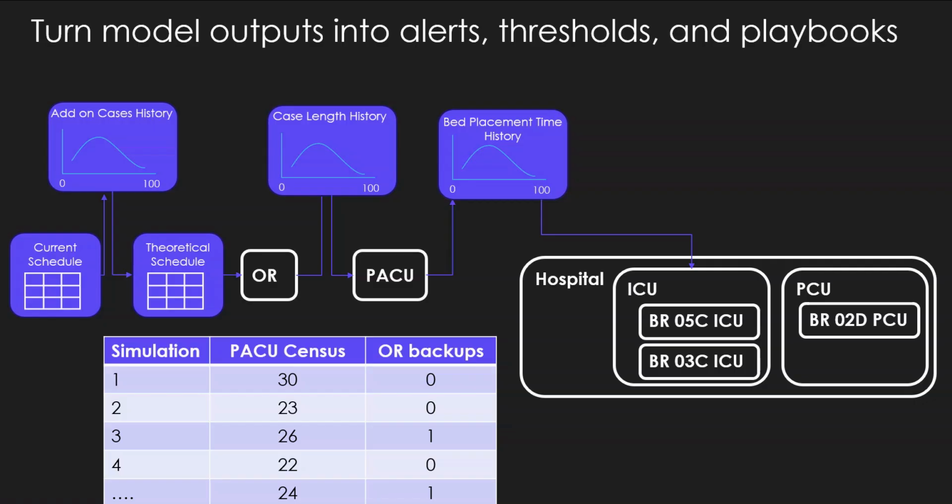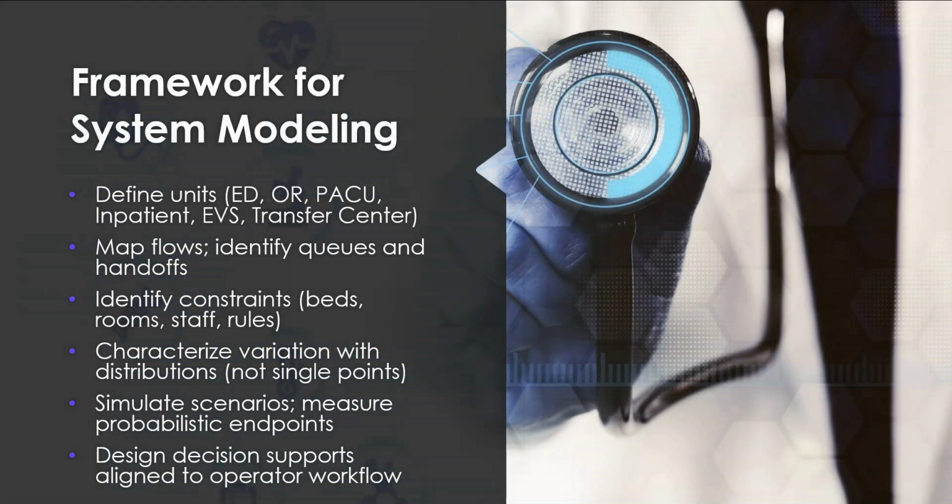And if we wanted to, we can even dig into what the case schedule, the case lengths, and the bed placement activity were that produced that, just so we can understand what's possible and what would cause this extreme of a value. So that's the sort of output that we're moving towards by working through this framework where we define the units, map the flow, identify any constraints, characterize variation, and get to this sort of probabilistic endpoint.